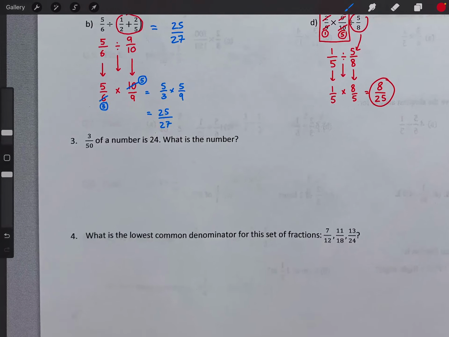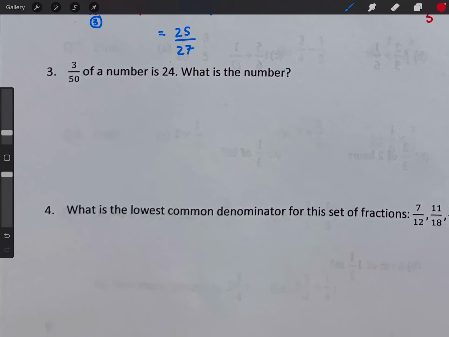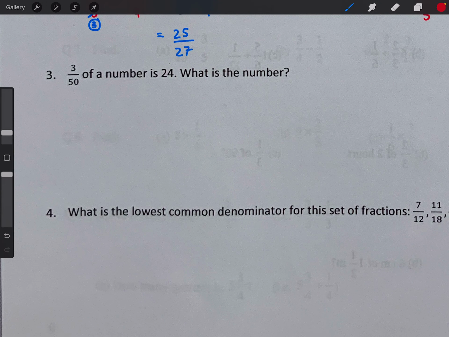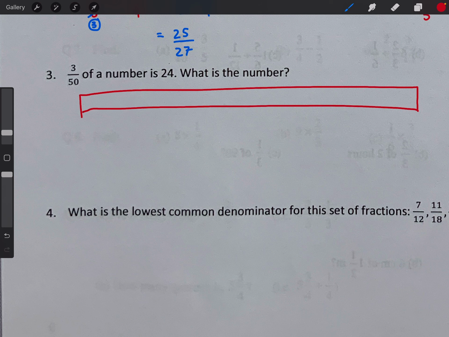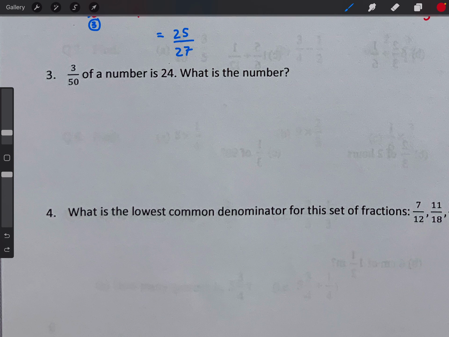Okay, next question is question 3. 3/5 of a number is 24. What is the number? Sorry, not 3/5, 3/50th. So imagine this. Imagine if you don't understand what that question means. Imagine like this. Actually, let me just redraw this.